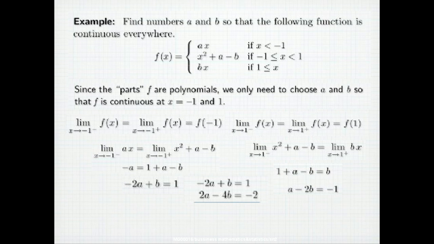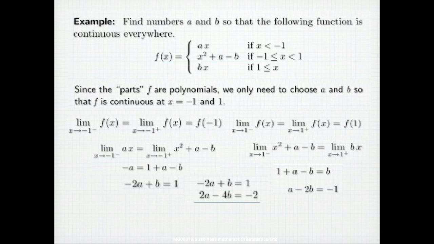Find the numbers a and b so that the following function is continuous everywhere. f(x) equals ax, x square plus a minus b, and bx, under the conditions: x less than or equal to minus 1, minus 1 less than x less than 1, and 1 less than or equal to x. Since the parts of f are polynomials, we only need to choose a and b so that f is continuous at x equal to minus 1 and 1. So the limit as x tends to minus 1 from the left of f(x) equals the limit from the right equals f(minus 1).